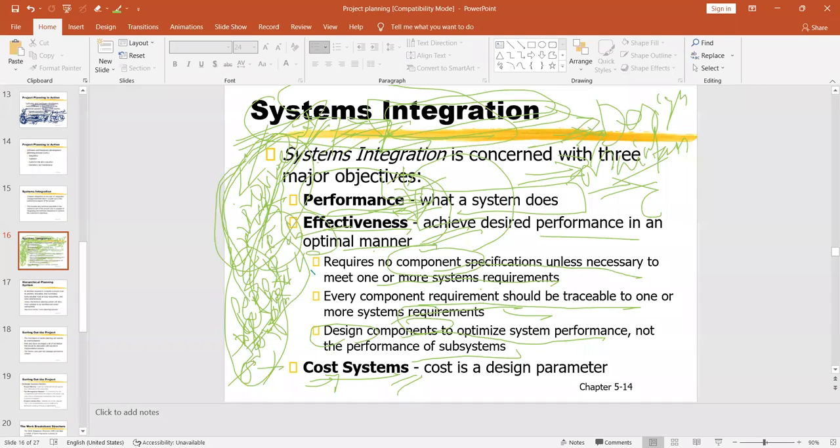And everything you have to do, considering your budget, considering cost. You can't exceed your budget without limit. Yes, you can have 5%, 10% deviation, but not more than that. So cost is also a design parameter. When you design your system, you also have to consider cost.